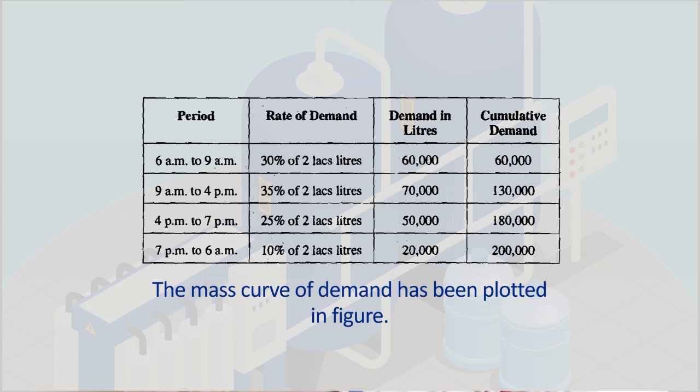So here is the solution: total daily requirement is 2 lakh liters. Now the cumulative demand covered is tabulated in the table. First column is the period, second is the rate of demand as given in the question. The total demand is 2 lakh liters. Demand in liters: first row 60,000, second row 70,000, third row 50,000, and fourth row 20,000. So cumulative demand: first row 60,000, second 1,30,000, third 1,80,000, and then 2 lakh.